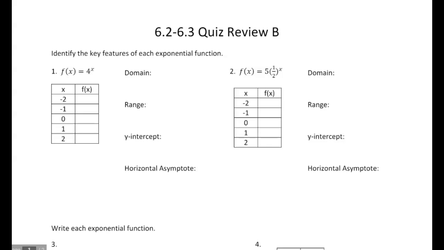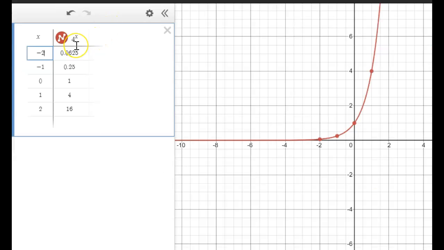So this came right from the beginning, our first few days after our last quiz. What is the domain, range, y-intercept, and horizontal asymptote? Okay, and they also want you to fill in this table. So I went over to Desmos, and I already put this in, 4 to the x. And here's what our graph looks like. You can see it here.